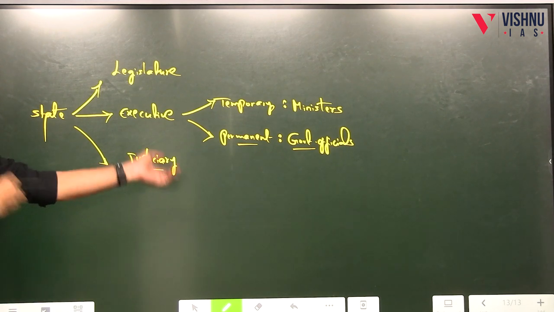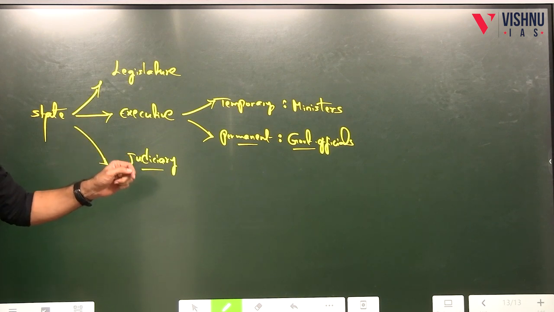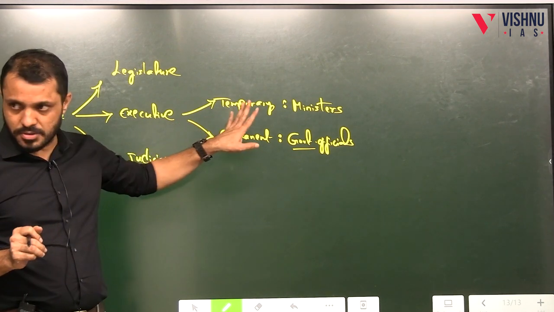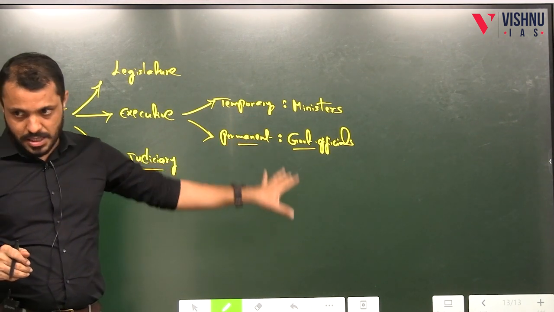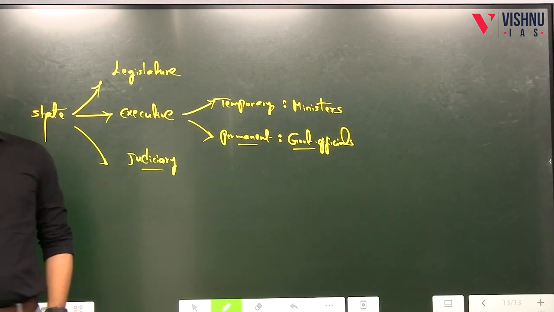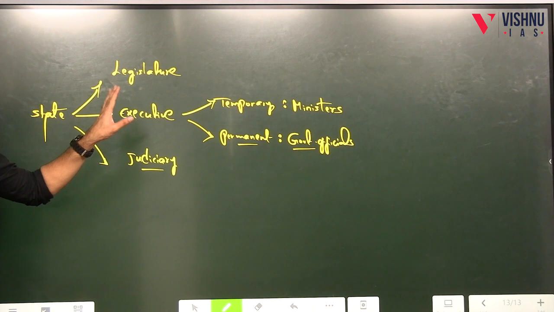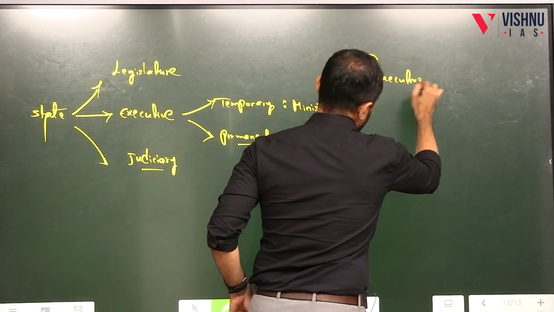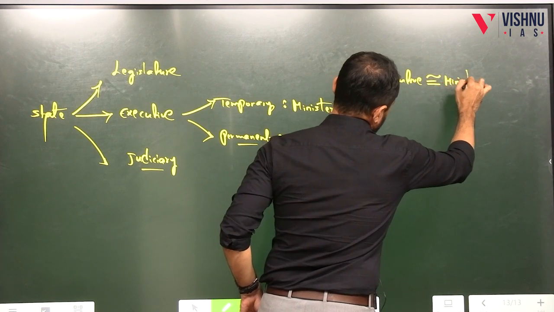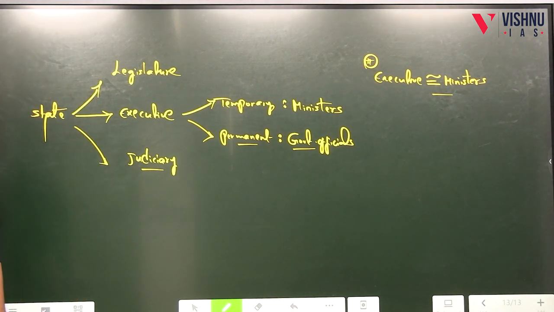Now, come to this topic. Whenever in Indian polity we refer to the executive, remember, whenever I say that the executive is responsible to the legislature, I always mean the temporary executive. Here we are not discussing the permanent executive, the government officials. So whenever I say the executive is responsible to the legislature, it means ministers are responsible to the legislature. Do you understand this? From here onwards, I take executive as equivalent to ministers. You must have this consciousness, otherwise, whenever you come across the constitution or polity, you will get confused between government officials and ministers. This clarity you must have.